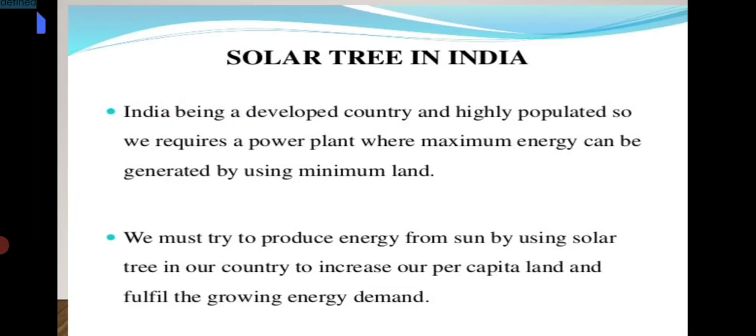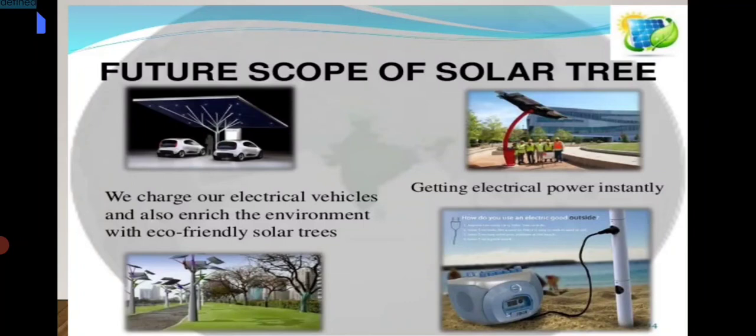Then why solar tree in India? India being a developing country and highly populated, we require a power plant where maximum energy can be generated by using minimum land. We must try to produce energy from sun by using solar tree in our country to increase our per capita land and fulfill the growing energy demands. Let's come to the next point. Future scope of solar tree. We can charge our electric vehicles and also enrich the environment with eco-friendly solar trees, getting electrical power instantly.